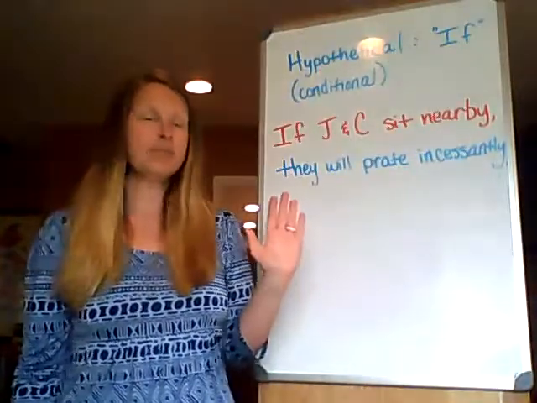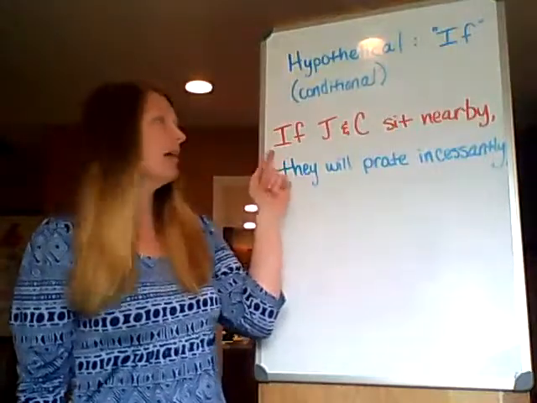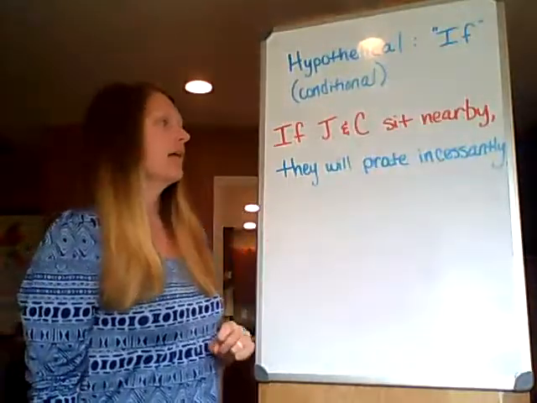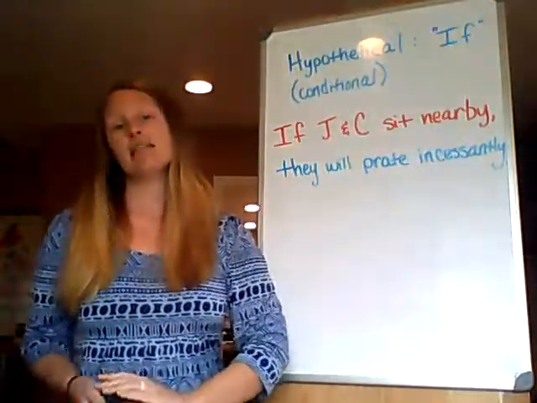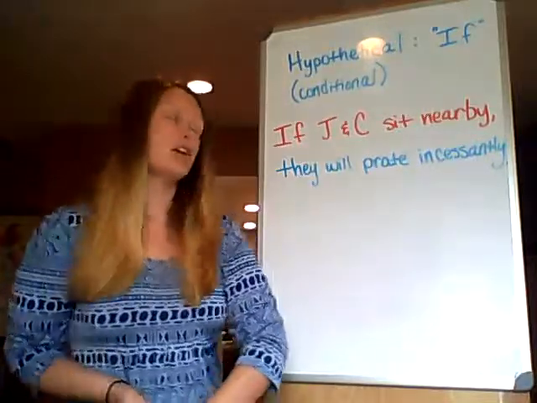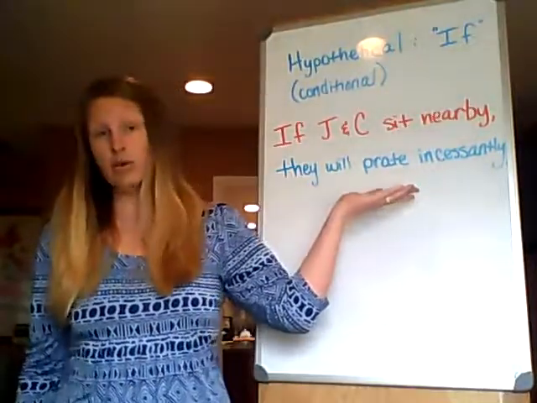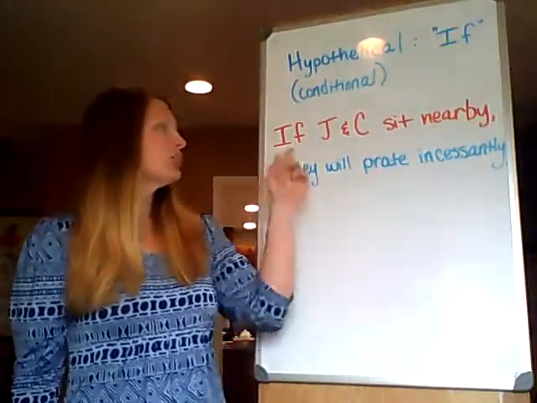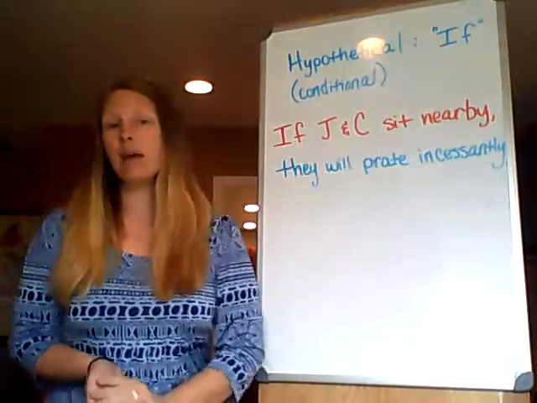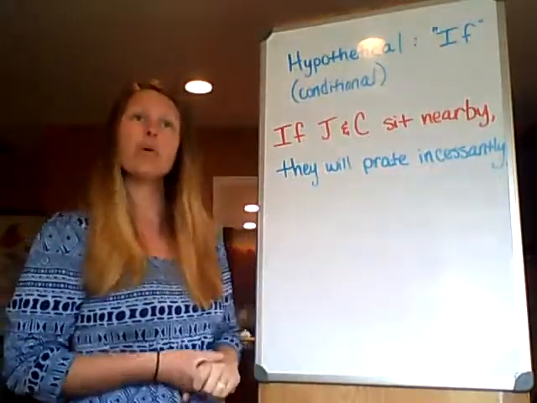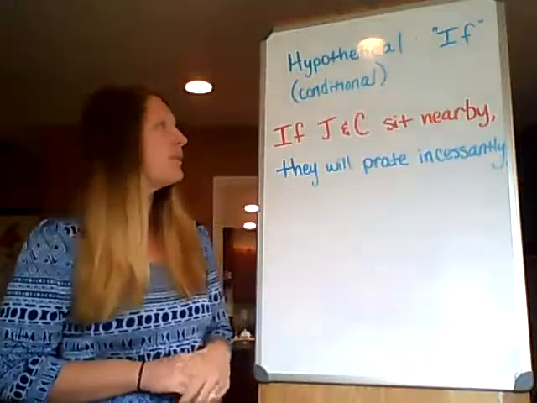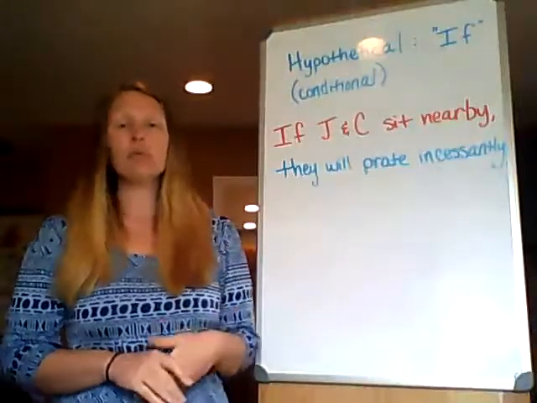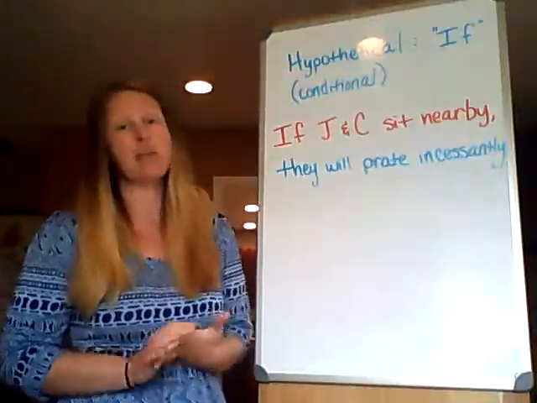So here's an example. If J and C sit nearby, they will prate incessantly. What you've seen I've done here is I have included one of our vocab words, prate, and I've also just put in some random letters that may or may not represent boys in our class. So J and C. If they sit nearby, then they will prate incessantly. So this is my statement.